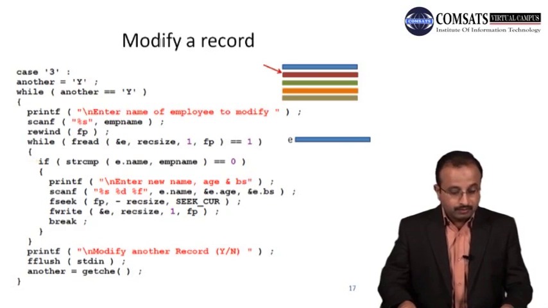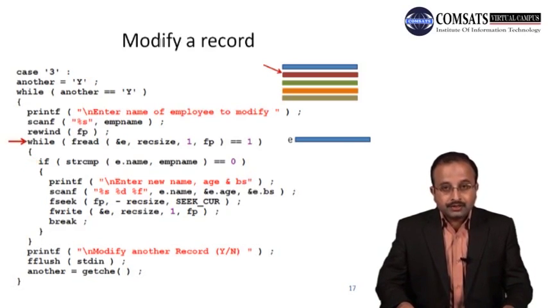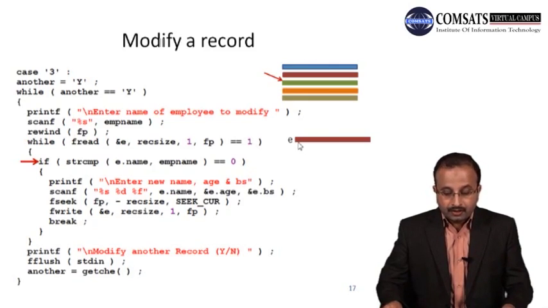Then again it comes to the while loop and reads the record that is pointed to by the fp and writes it at the memory address that is associated with the variable E. So it writes that record over here and increments the file pointer. So the file pointer points to the next record, and then in the if condition we are checking whether the record that is placed in the variable E, its name is equal to the name input by the user.